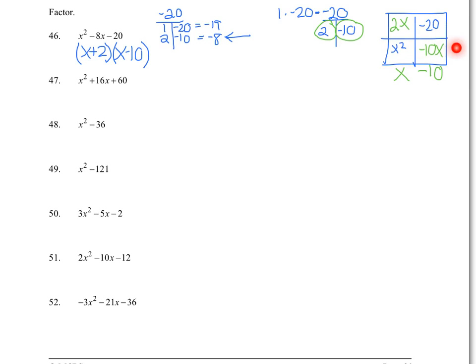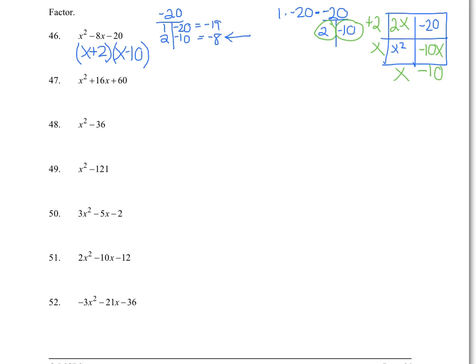Next, I'm going to go this way. The largest number I can pull out is 1, and I'm going to pull out a positive 1 because the first term is positive, and the largest variable I can pull out is an x. Finally, I'm going to go this way. The largest number I can pull out is a 2, positive 2, and there's no variable I can pull out. Same way, this is going to give me x plus 2 times x minus 10, which is what I got here. So this is a much easier way, but this way applies for all problems like when we get to number 50.